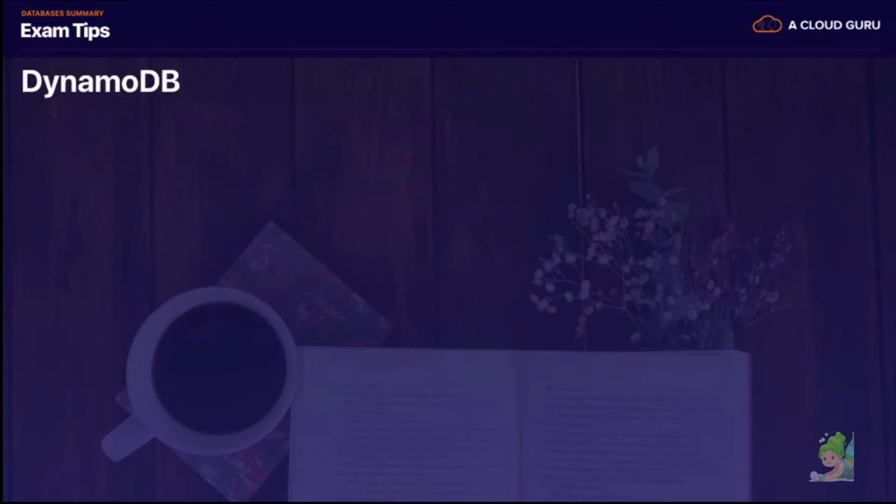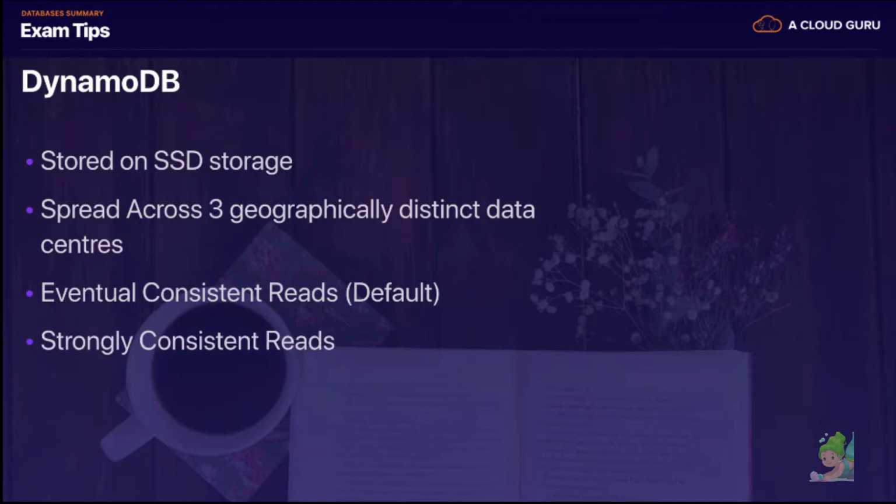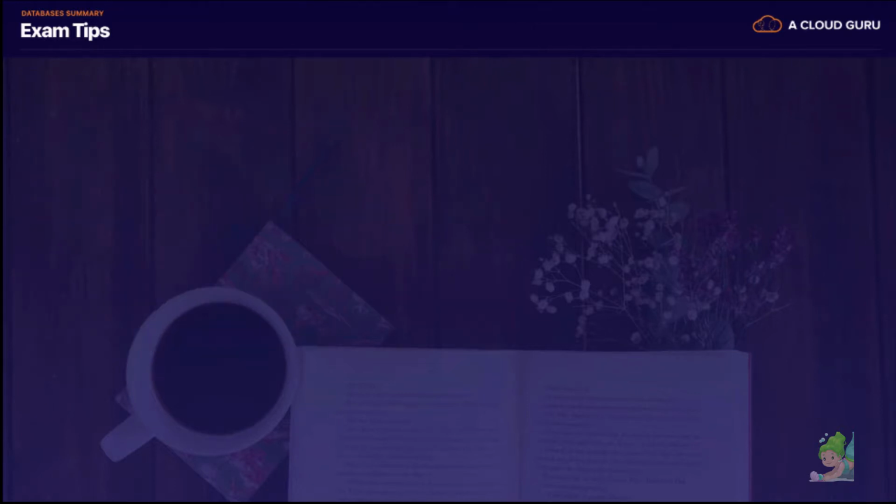DynamoDB, serverless, like I said, is stored on SSD storage. It's spread across 3 geographically distinct data centers. You have 2 different types of consistency. Remember the 1-second rule. So you've got eventual consistency. If your application doesn't need to read your updated data within 1 second, then you want eventual consistency, and this is what you get by default. If, however, your application always has to have a perfect copy of the data, and certainly within less than 1 second, then you probably want strongly consistent reads.